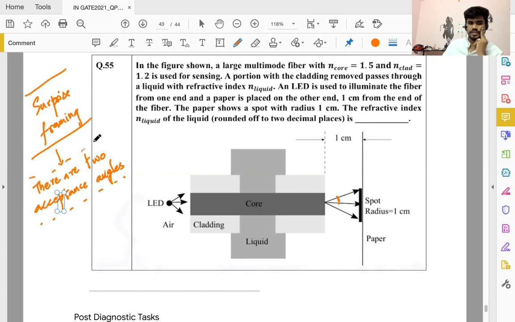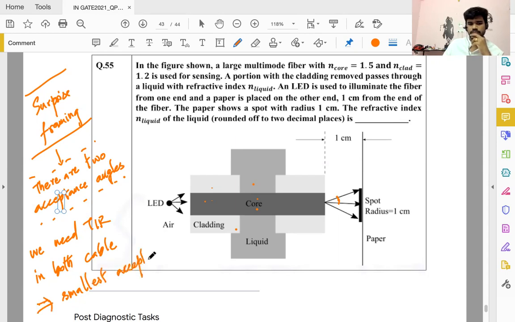So this is a problem. There are two acceptance angles. Things are serial. Notice this is a fiber optic medium that is serially with this medium. So we should have TIR in this medium, and we should have TIR in this medium. Whichever medium has the smallest acceptance angle will determine the overall acceptance angle. Right? So we need TIR in both cables, the first cable as well as the second cable. So the smallest acceptance angle is the combined acceptance angle.